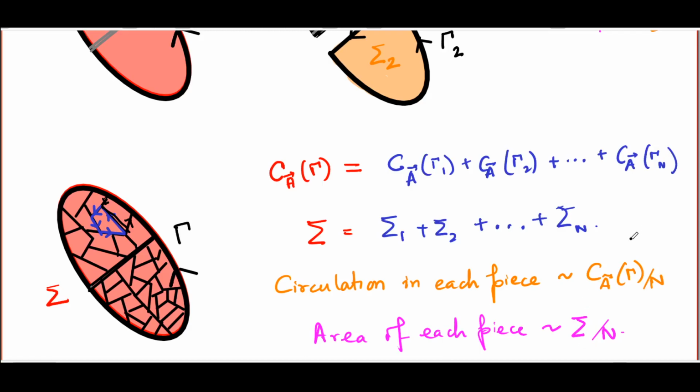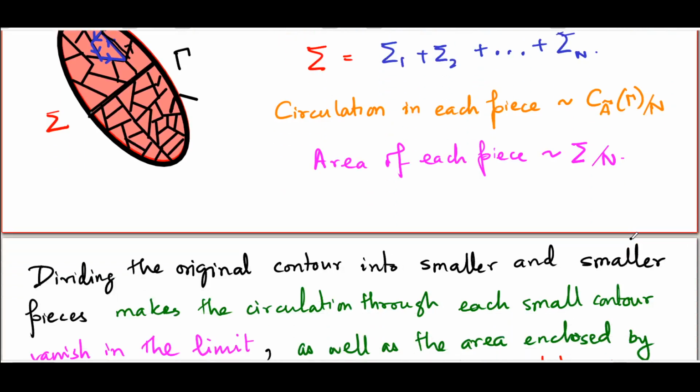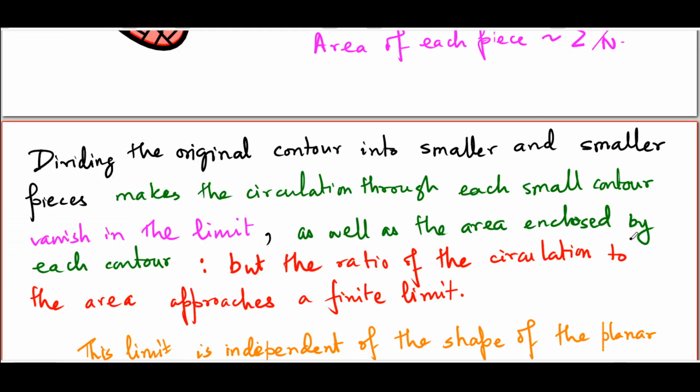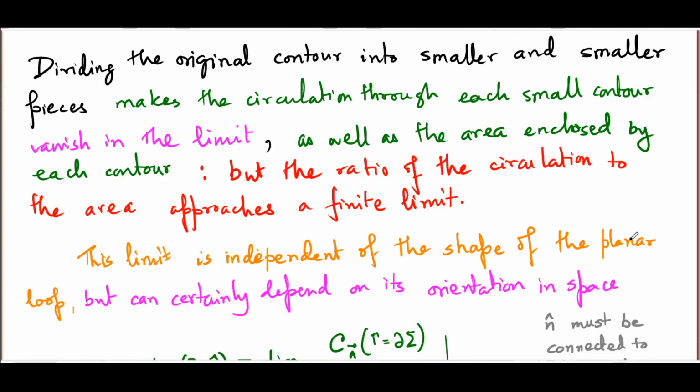Since both of them fall off to zero as n rises, but they fall off to zero roughly at the same rate, like 1 by n, it follows that although the circulation through each small contour vanishes in the limit when the contour becomes very tiny, so does the area enclosed by the contour. The ratio of these two things, both of which go like 1 by n, is expected to approach a finite limit, as this argument sort of makes it obvious. This limit will be independent of the actual shape of the planar loop.